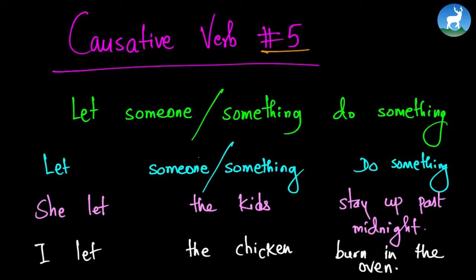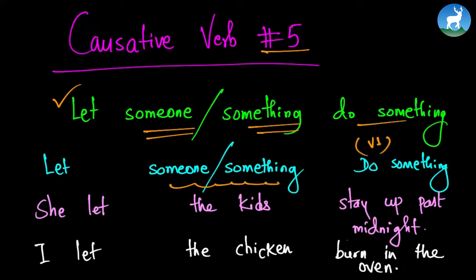So this is causative number 5. Let someone or something. Look here, someone or something do something. That means it is V1, the base verb again. She let the kids stay up past midnight. I let the chicken burn in the oven. Other examples could be, why did he let this happen? Let me go. The easiest example of this causative verb is let me go. Let someone do something.